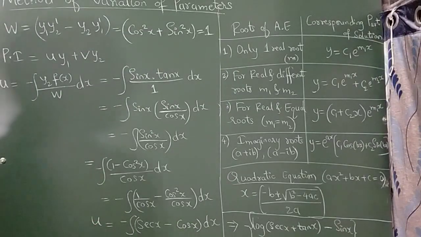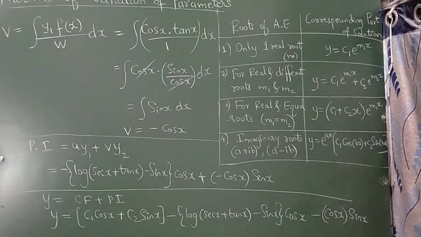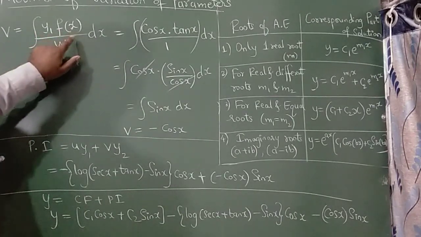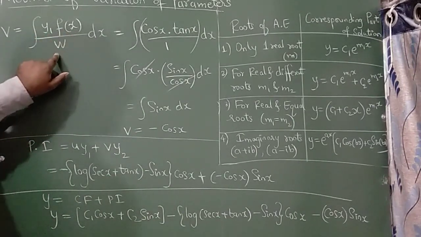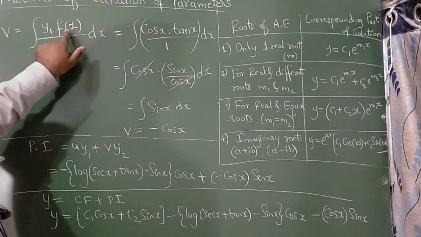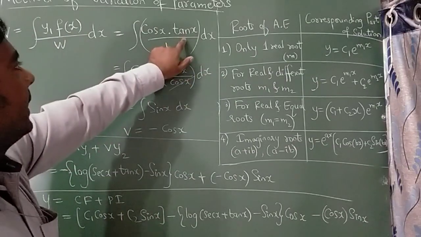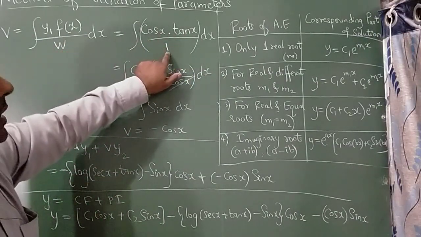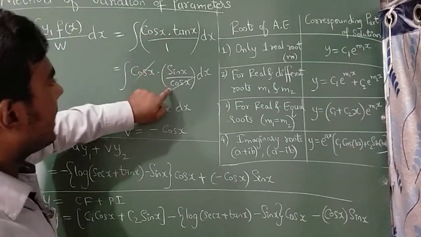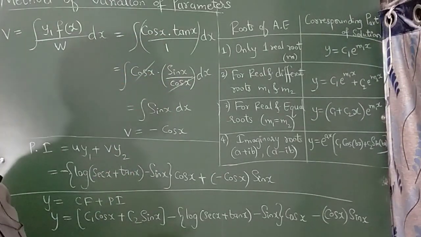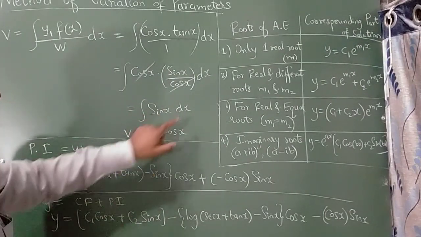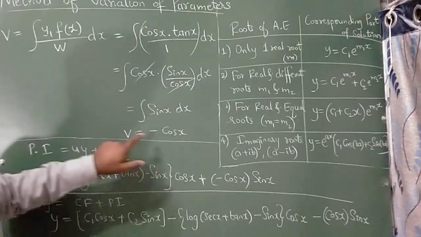Now let's move on to v. The v formula is integration of y1 f of x divided by w into dx. So what is y1? It is cos x, into f of x, which is tan x as given. W we have found out as 1, dx. Now tan x can be written as sin by cos. Cos and cos get cancelled. So what is remaining? Only sin. Integration of sin x dx is minus cos. So what we have got now?